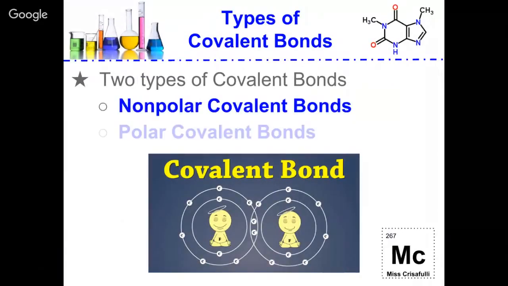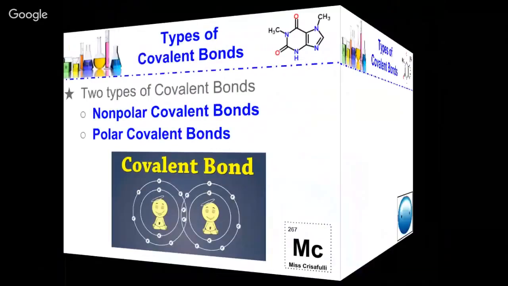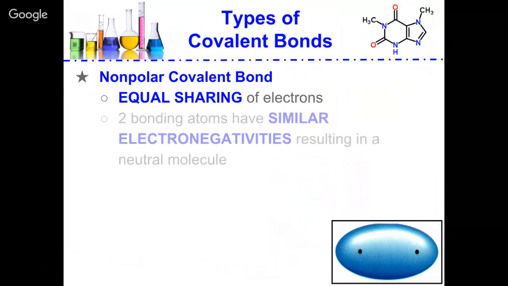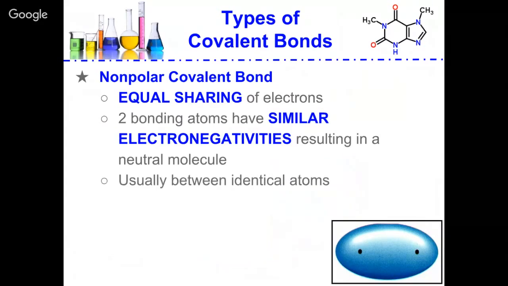There's nonpolar covalent or polar covalent bonds. A nonpolar covalent bond is when you have an equal sharing of electrons. The two bonding atoms are going to have similar electronegativities, and they're going to result in a neutral molecule. It's usually going to be between identical atoms. An example would be Cl2.